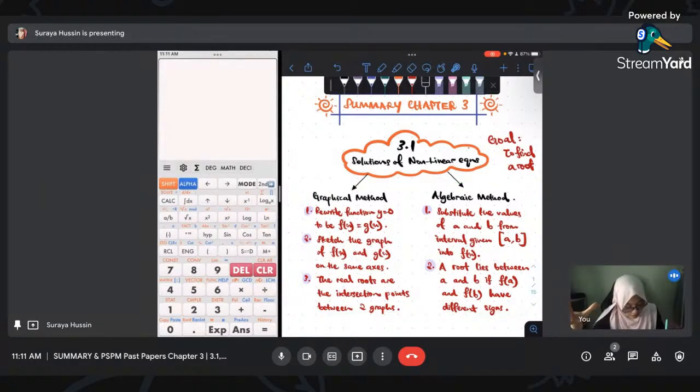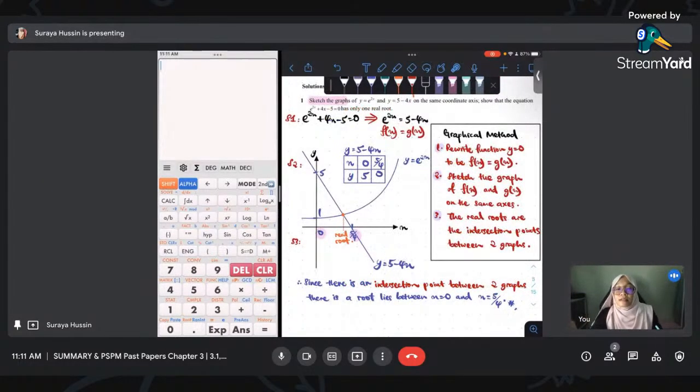Let's go to the example. So this is the examples that you all request a lot, and this is the only example that we have. The only questions that we have in tutorial questions, in tutorial book, which is number 1. Dia minta sketch the graph of ini.